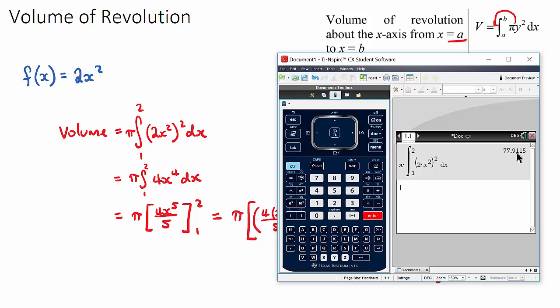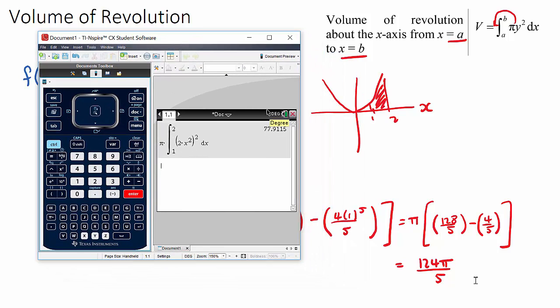Okay, so 77.9 will be our volume. That will be the same as this, hopefully. I'll just check. If we do 124 multiplied by pi over 5, it's the same volume. So this would be the decimal answer. This here would be the fraction answer.